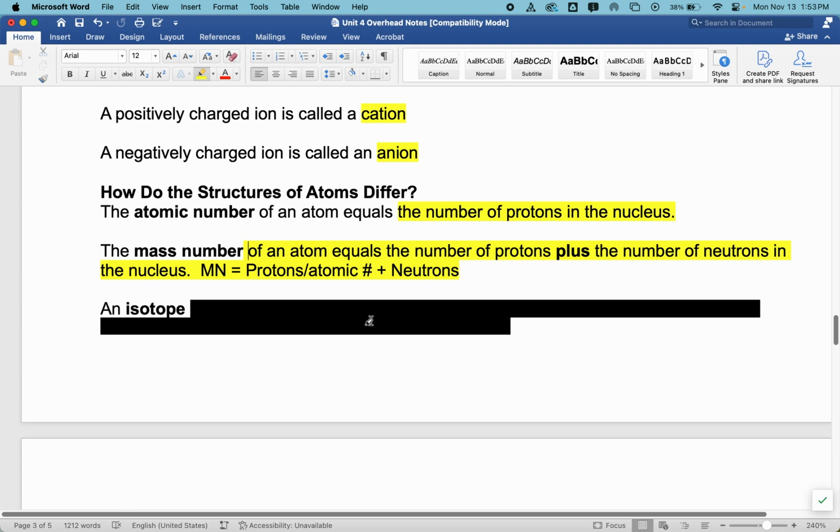So mass number equals protons, which is the same thing as the atomic number, added to the neutrons. If I gave you two of them, could you find the third? And the answer is you can, and you will. So I'm going to give you two of the three, and you find the third one. Now, the mass number, you don't know unless it's told to you, or I give you neutrons, and you can find protons, and then add those two things together.